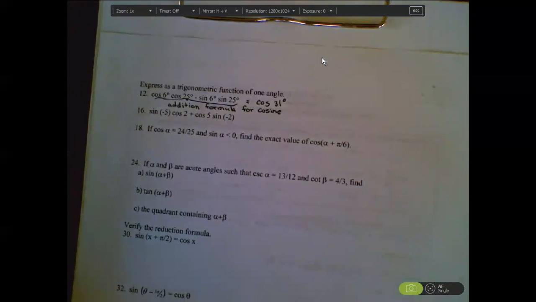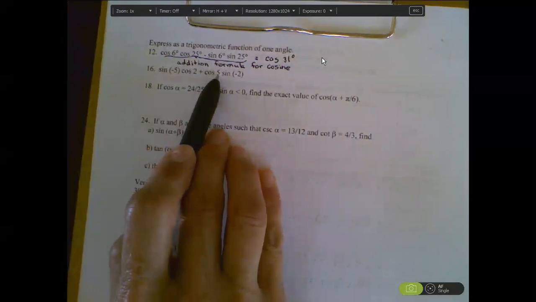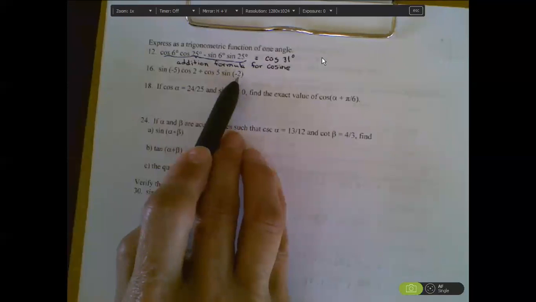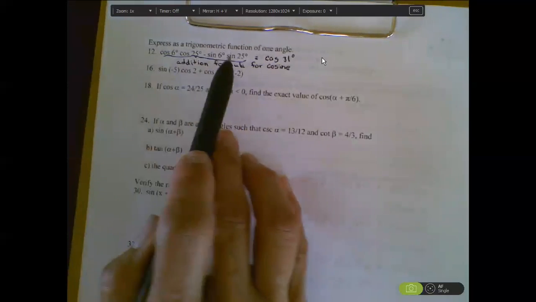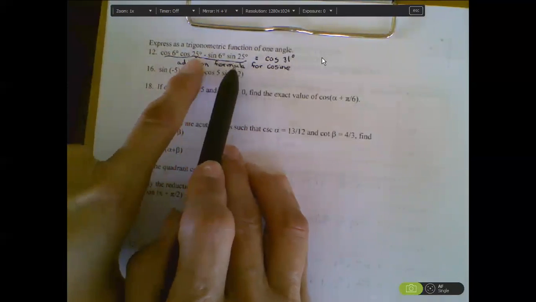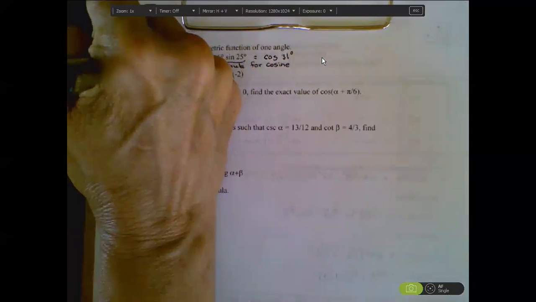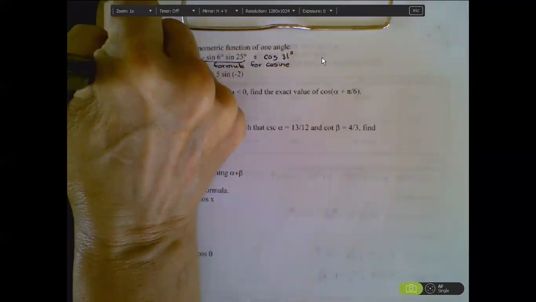Now, there's one thing that's a little bit strange about number 16, in that here I have a -5, but here I have a +5. Here I have a +2, here I have a -2. At least in number 12, both terms had a 6-degree angle and both terms had a 25-degree angle. That's not the case here. Well, this goes back to something that I told you a long time ago that you don't have to memorize. That is the formula for negatives.